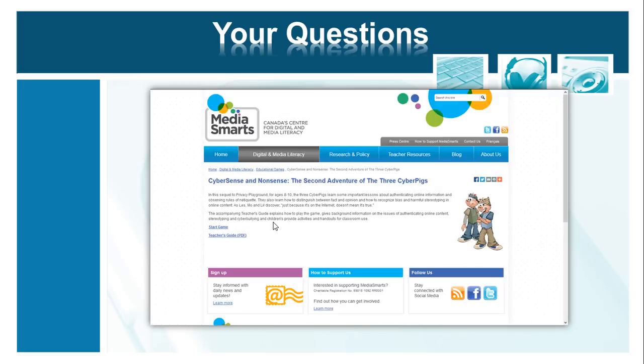MediaSmart is Canada's institution. They have a game entitled "The Second Adventure of the Three Cyber Pigs." The first game of the cyber pigs has to do with privacy and protection. This second one includes a couple of topics, but one of them is information literacy, so how to evaluate information.